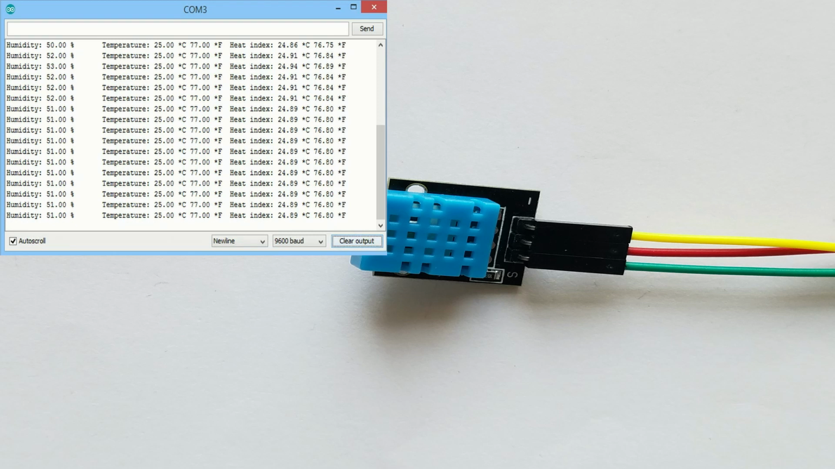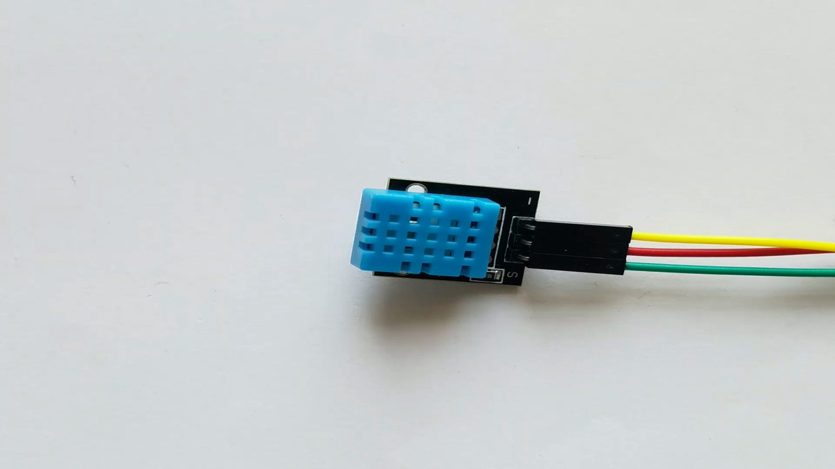DHT11 uses an internal thermistor and a humidity sensor to determine ambient conditions. An internal chip is responsible for converting readings into a digital signal. This sensor can monitor temperature and humidity by giving a very calibrated digital signal for these values.